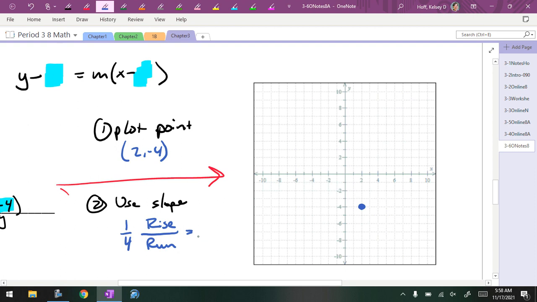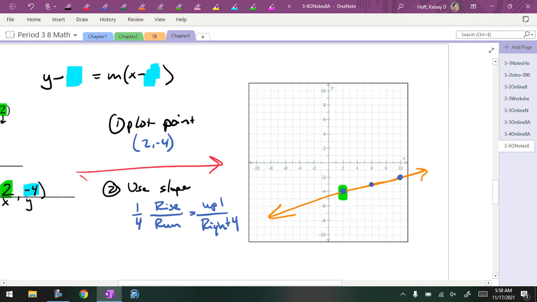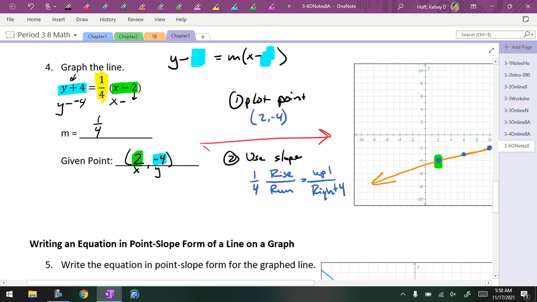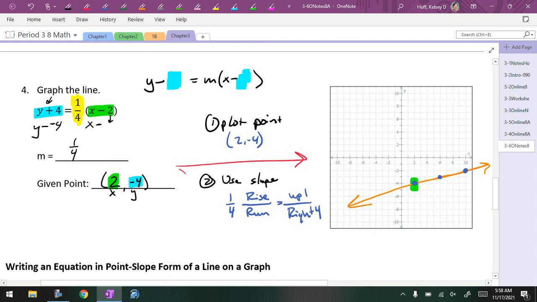Reminding ourselves our slope is rise over run. We always have to go 2 directions, up and down, then left or right. Because 1 is positive, I'm going up 1, and Ms. Hoff reminds me I'm always going to the right 4. So from the point you just plotted, you go up 1, right 4. 1, 2, 3, 4. Technically, you could do it again. Up 1, right 4. Alex only makes you have 2, though, and then you can draw your line. Okay, so in that case, you have to pull the information out and then use it to graph.